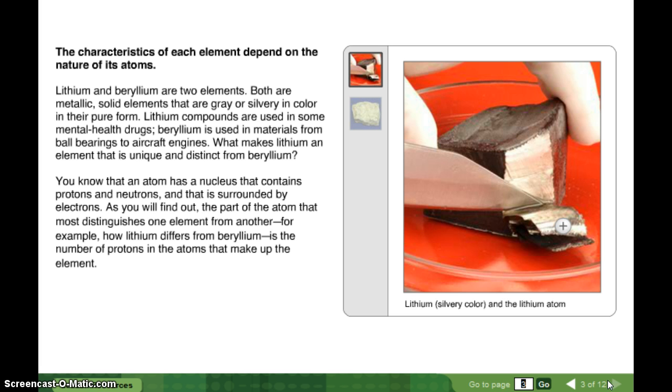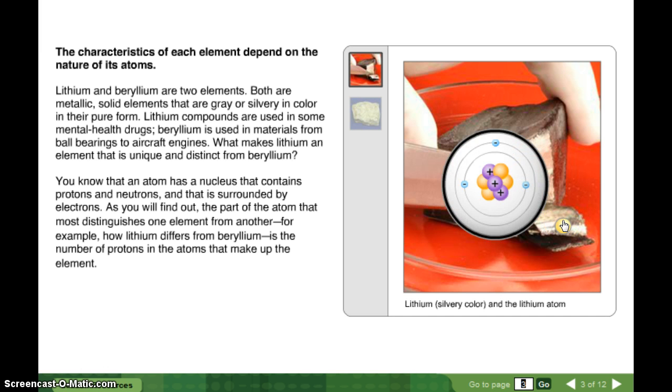The characteristics of each element depend on the nature of the atoms. So let's look at the picture here, and this is what lithium looks like. Kind of looks like a little mini chocolate bar, doesn't it? That's because the outside is oxidized, and they cut it open so you can see how bright and silvery it is in the middle. How many protons does lithium have? 3. And when it's electrically neutral, how many electrons? 3. And how many neutrons? 4.